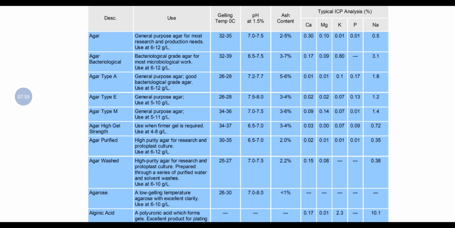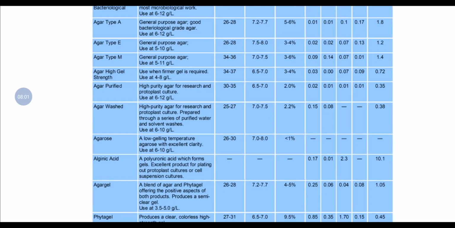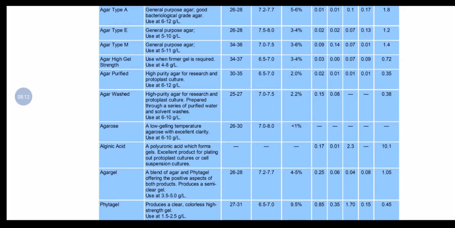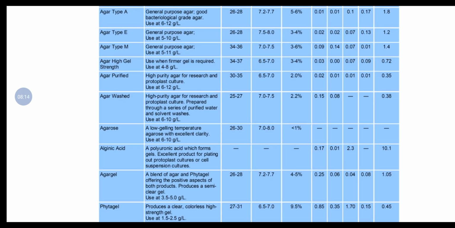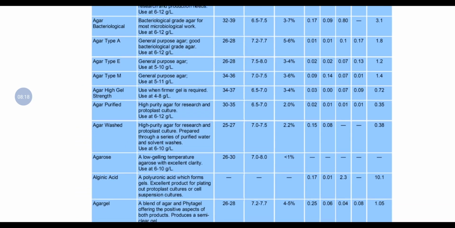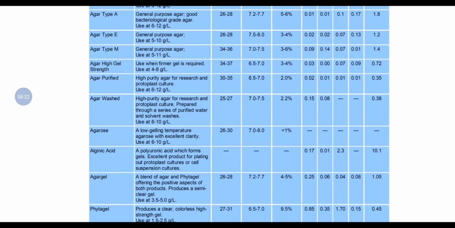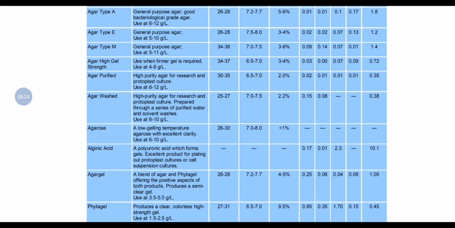Alginic acid is one more gelling agent. Here a polyuronic acid which forms gels, excellent product for plating out protoplast culture or cell suspension culture. Here the temperature, pH and ash content are not given, but it has 0.17 of calcium, then 0.01 magnesium, phosphorus slightly more, potassium slightly more 2.3, no phosphorus, and 10.1 sodium content.